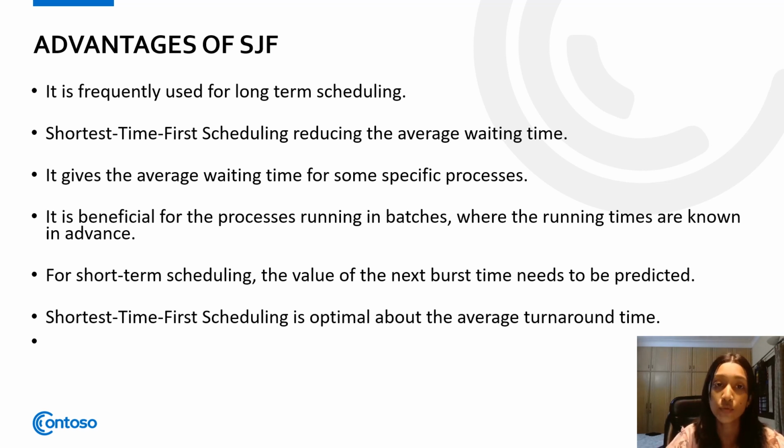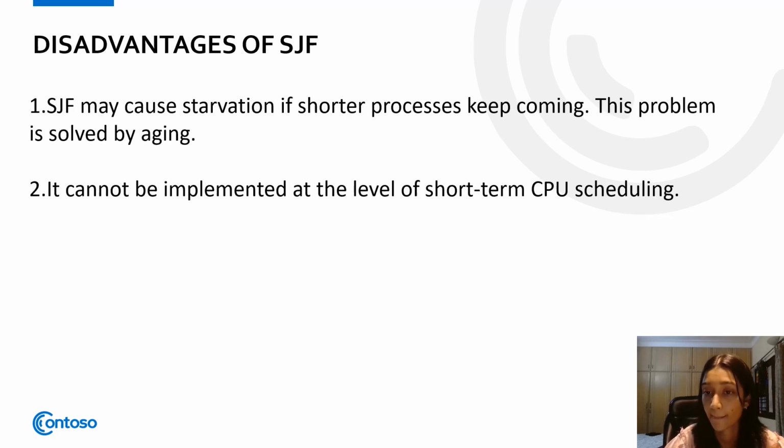Now, what are some of the advantages of SJF? It is frequently used for long-term scheduling, and shortest job scheduling reduces the average waiting time. It is beneficial for processes that are running in batches where the running times are known in advance. For short-term scheduling, the value of the next burst time needs to be predicted, and shortest job first is optimal with respect to the average turnaround time.